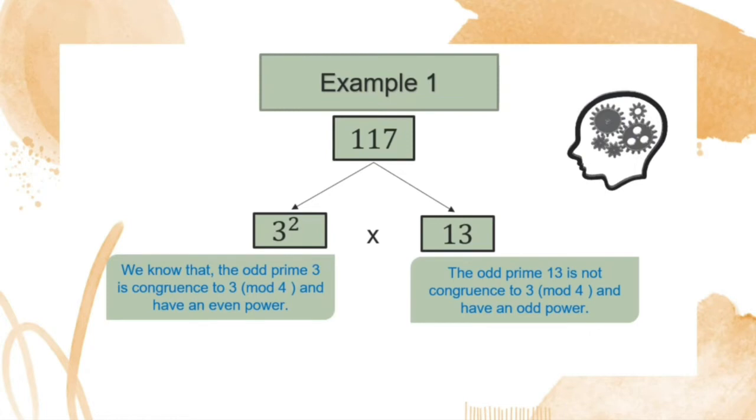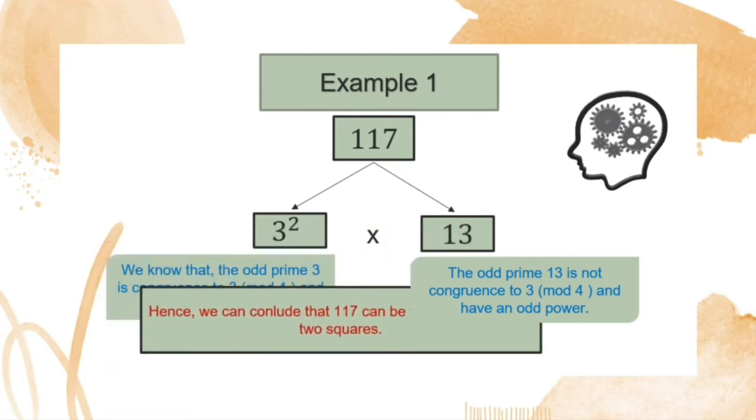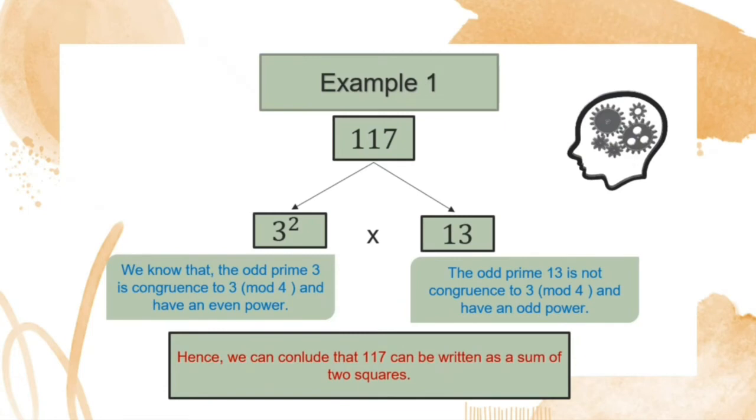This suits the theorem, which is: each prime factor p of n such that p is congruent to 3 mod 4 occurs to an even power in the prime factorization of n. So, we can conclude that 117 can be written as a sum of two squares. Okay, we go to the next example.